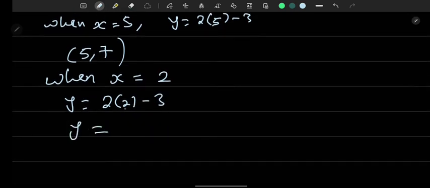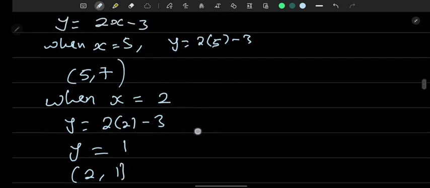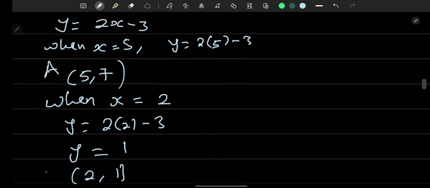So 2 times 2, that's 4. 4 minus 3, that's 1. So the second coordinate now is 2, 1. So we can name this to be A and this to be B. So these are the 2 points of intersection.